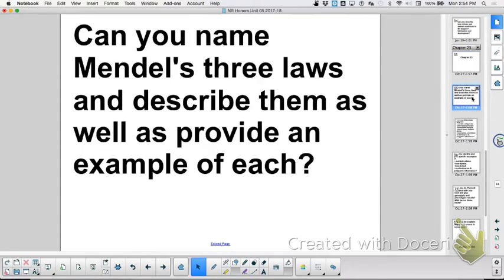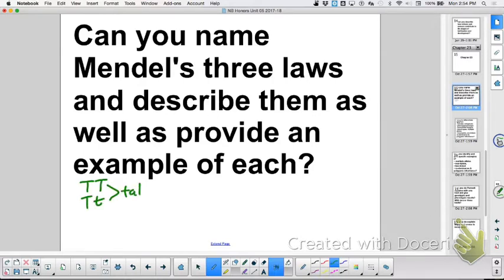Question number 1. Let's name the 3 laws. Law of? Give me an example. Tall and short. But what would be evidence of that? That would say if you had this genotype or this genotype, you would be tall. The only way to be short is if you have what? And no, you need to know the difference between genotypes and phenotypes. Yes? Okay, what's the second law?